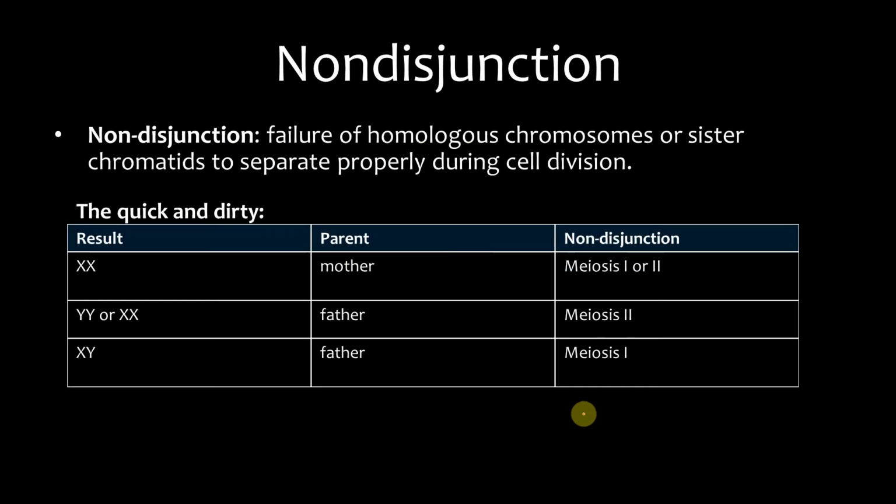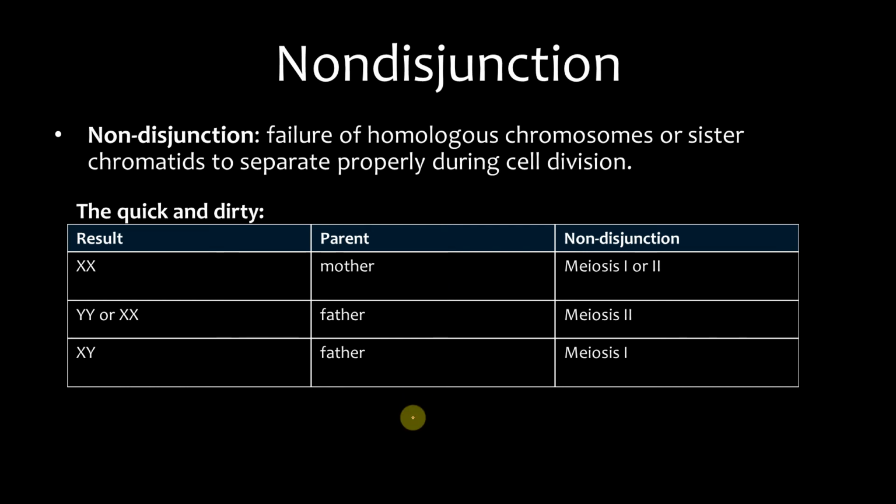Alright, so the last topic here is nondisjunction. So nondisjunction is a little bit confusing, and because this is the quick and dirty, I'm going to give you the easy heuristic to always get a nondisjunction question correct, and then I'll go through and actually explain what is happening. So, nondisjunction is the failure of homologous chromosomes or sister chromatids to separate properly during cell division.